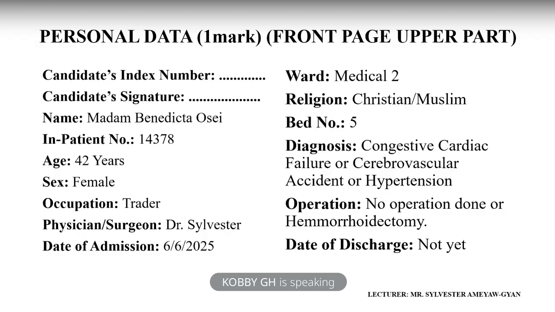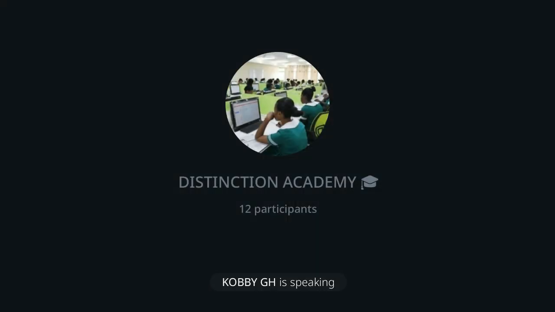So write "no operation done." Don't write "not yet." Because if you write "not yet," it can be that the patient will be discharged and surgery will not be done. This one is about language. We use "not yet" at discharge to tell that the patient will definitely be discharged. So on the operation side, if you write "not yet," you are giving us a confirmation that the patient will definitely have a surgery. Do you get it? That's the meaning of "not yet."